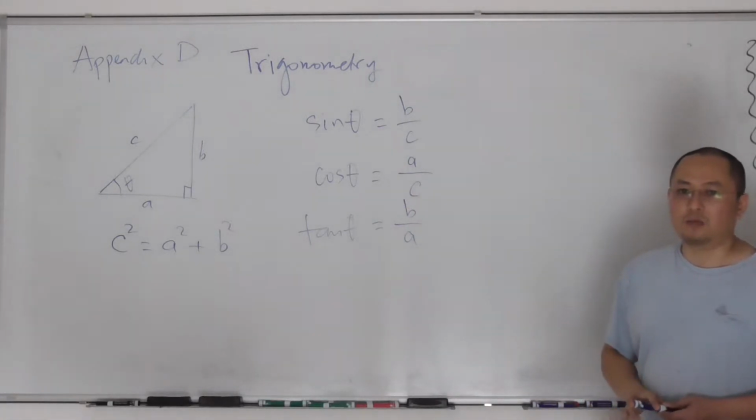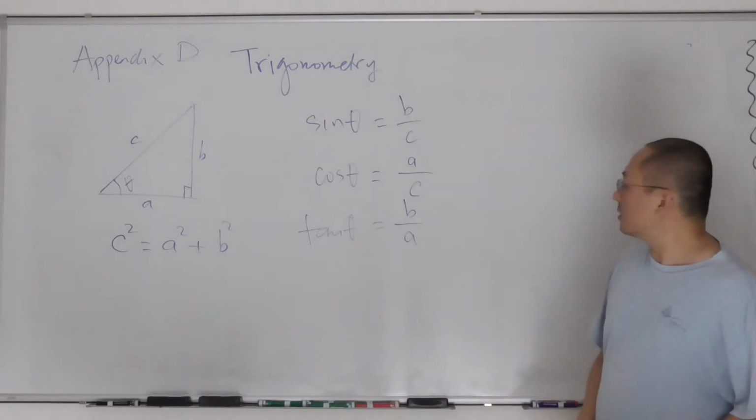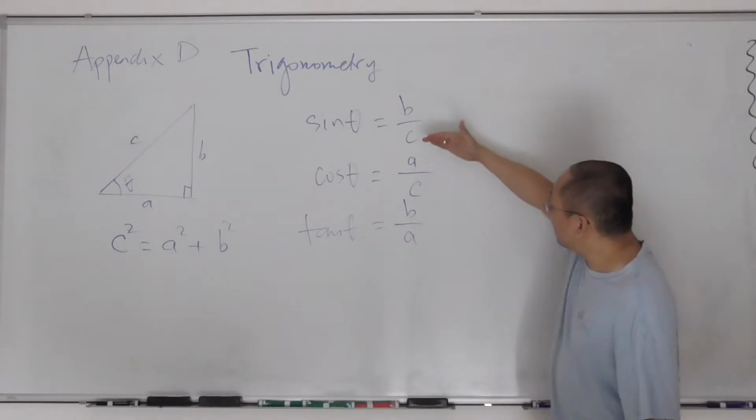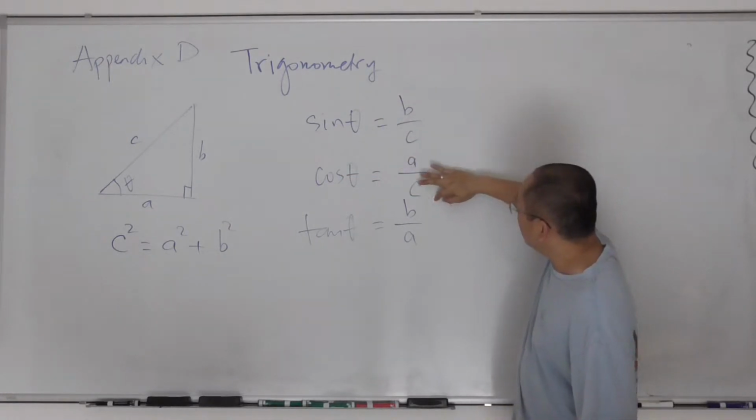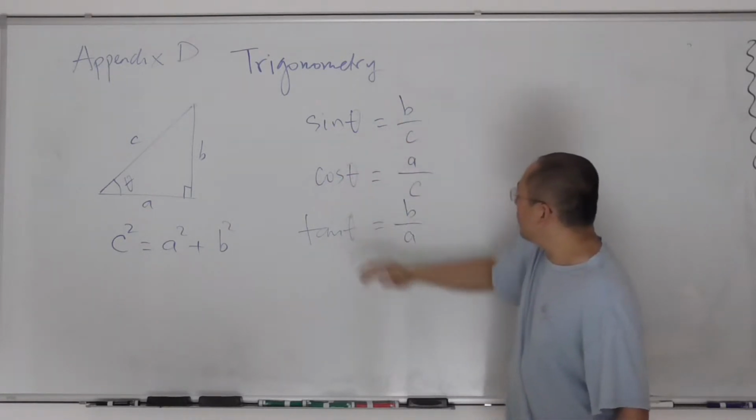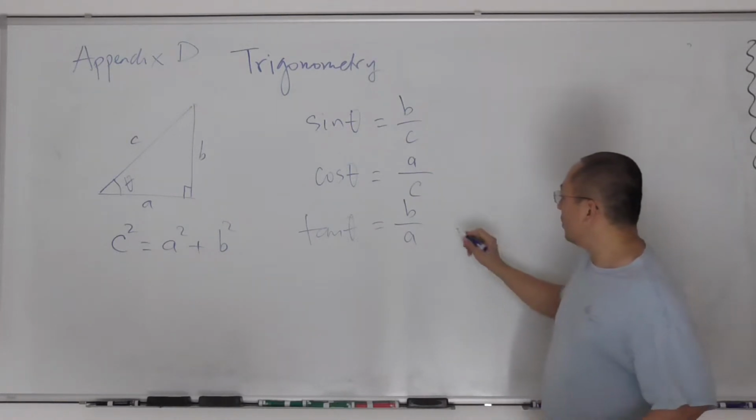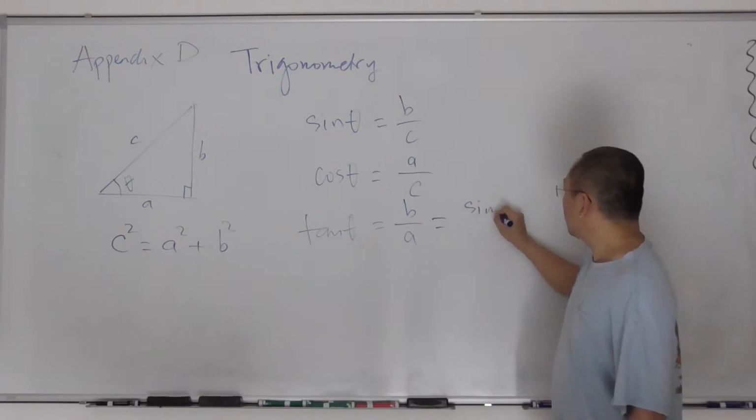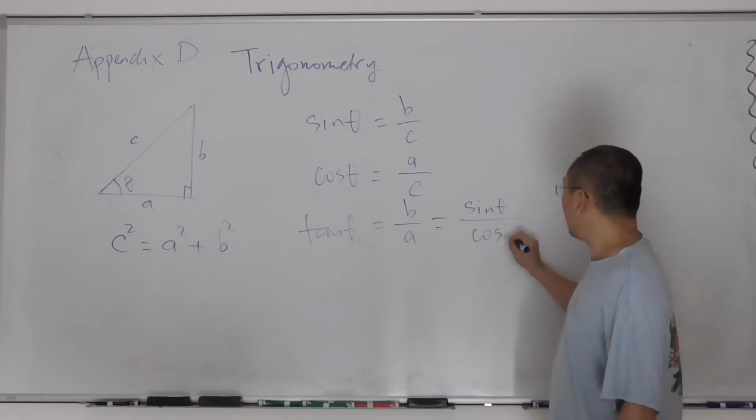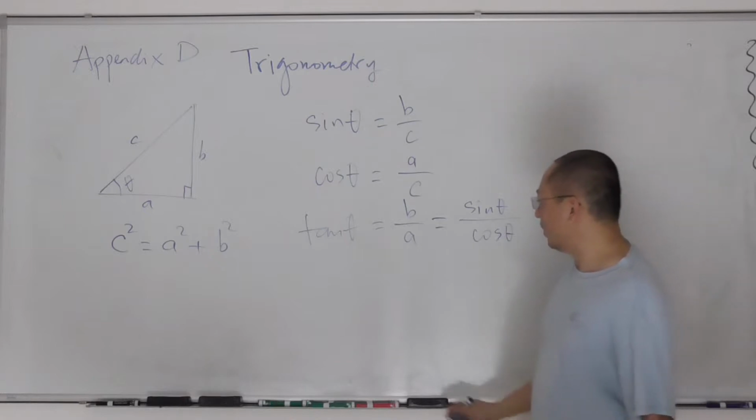In class, most of the time we're going to learn only those 3. It's not good enough for us to work with most of the problems, but take a look at this. Sine is B over C. Cosine is A over C. Now what if you take sine over cosine? The C on the bottom is going to cancel out, and you get B over A. So tangent theta is really equal to sine theta over cosine theta. Those 3 cover almost everything.